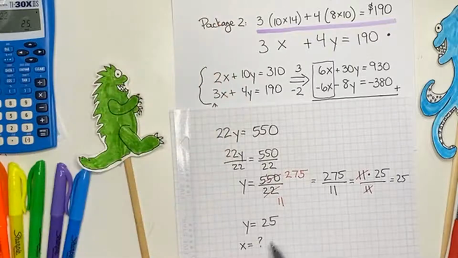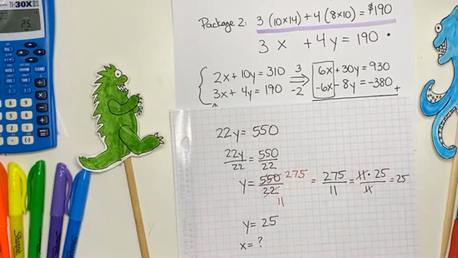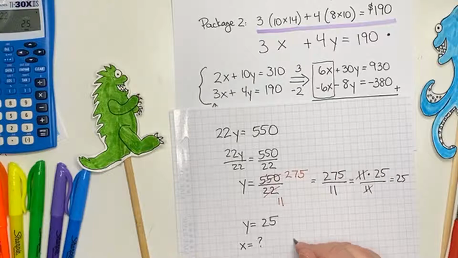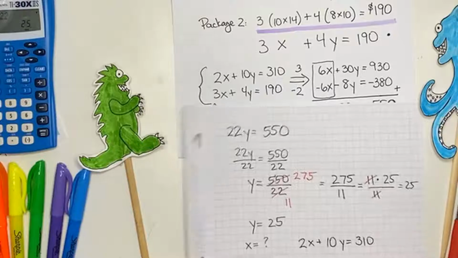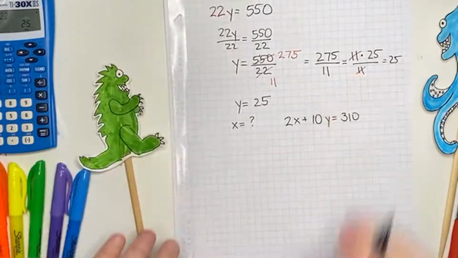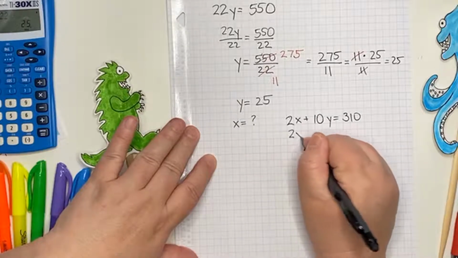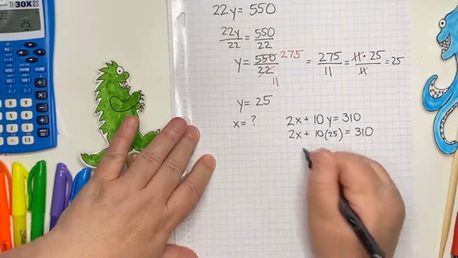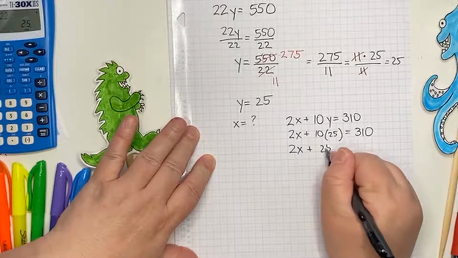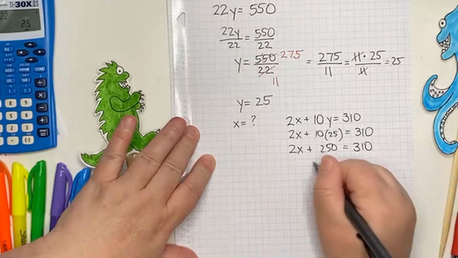Okay, so we've got this equation, this equation, this equation, this equation. There are 4 equations you can be using. Whichever one looks good. I'm going to go with the first one because I like it, but you could choose any of them. Really. In fact, they all have to work out. Okay, so I'm going to use this equation. I know that y is 25. So then I've got 2x plus 250, 25 times 10, you just stick the 0 on the end, equals 310.